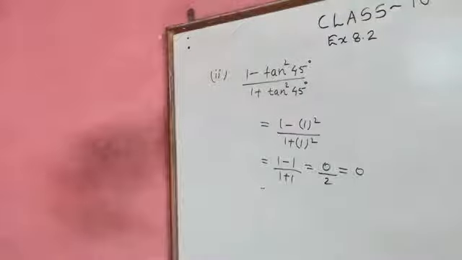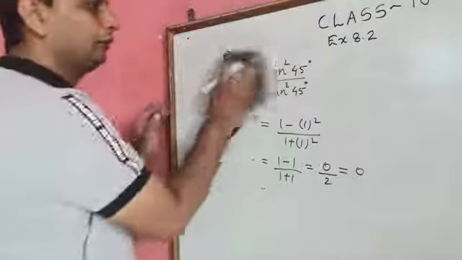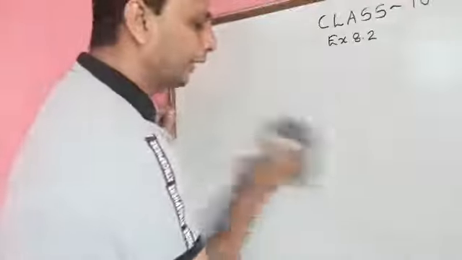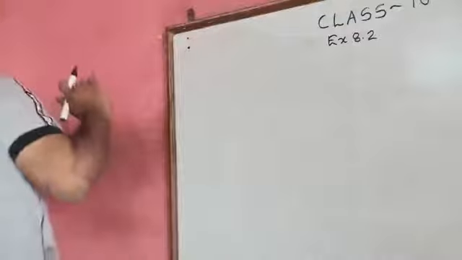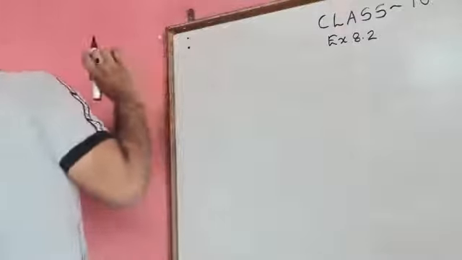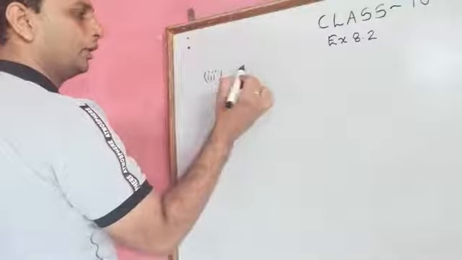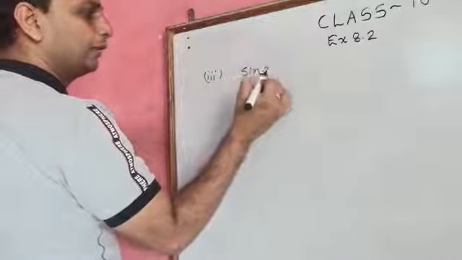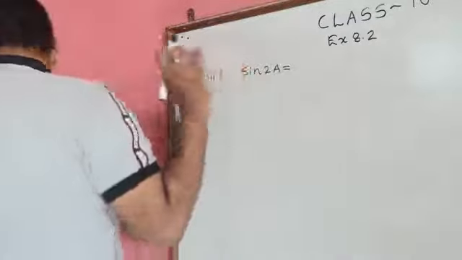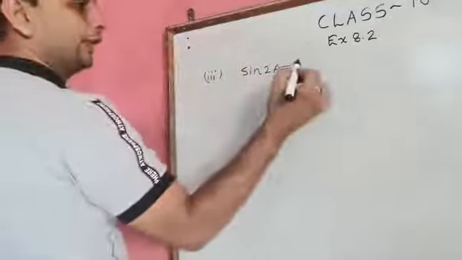Now we'll see question number 3. In this question, sine angles are given, and we have to find out for which value of the angle A this is true. So this is the third question: sine 2A equals 2 sine A.